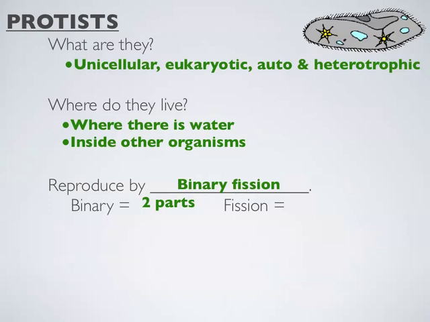Fission. Do you know what fusion means? Combining together. Fission is the opposite. Splitting apart. So what do you think reproduction by binary fission is? When two things split. Yeah, when something splits into just two parts. It's a form of asexual reproduction.